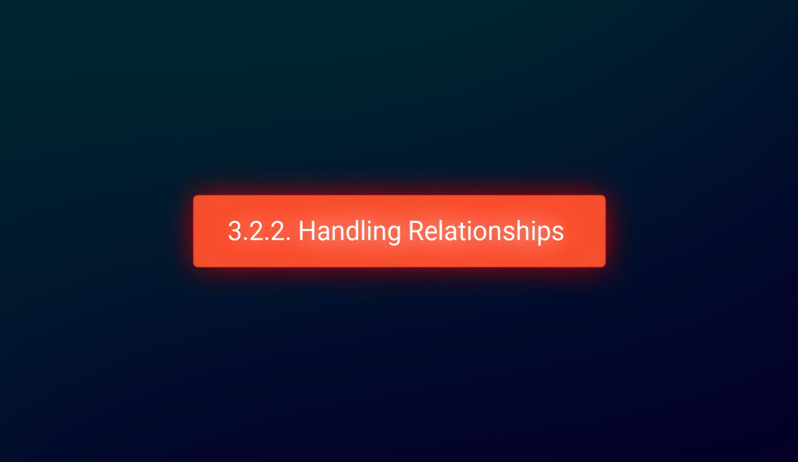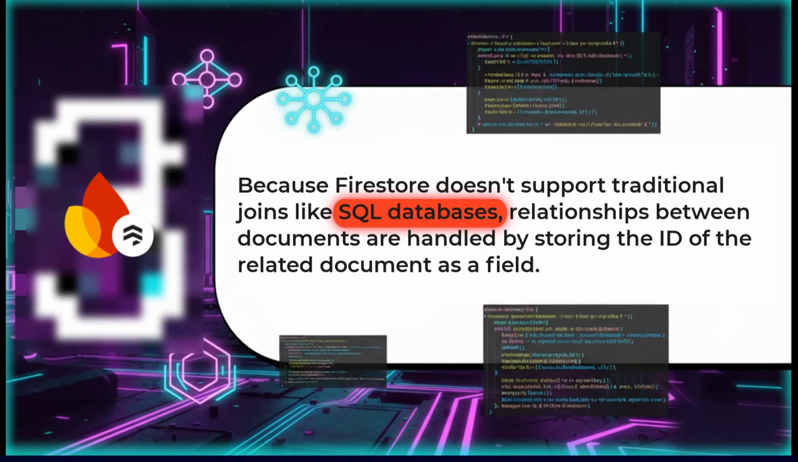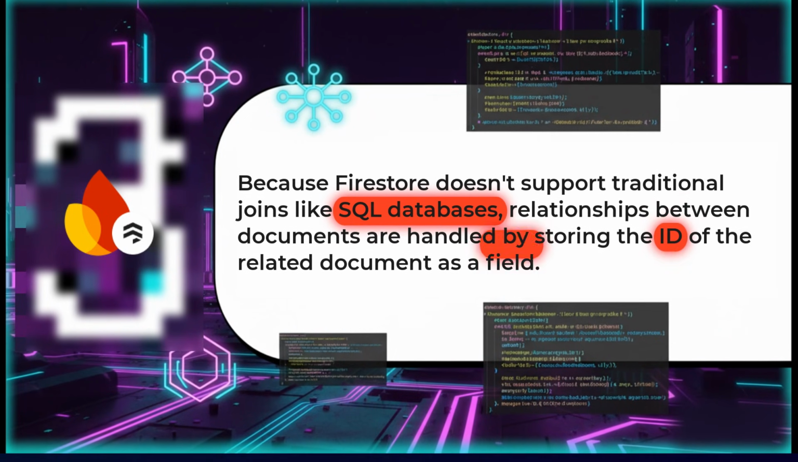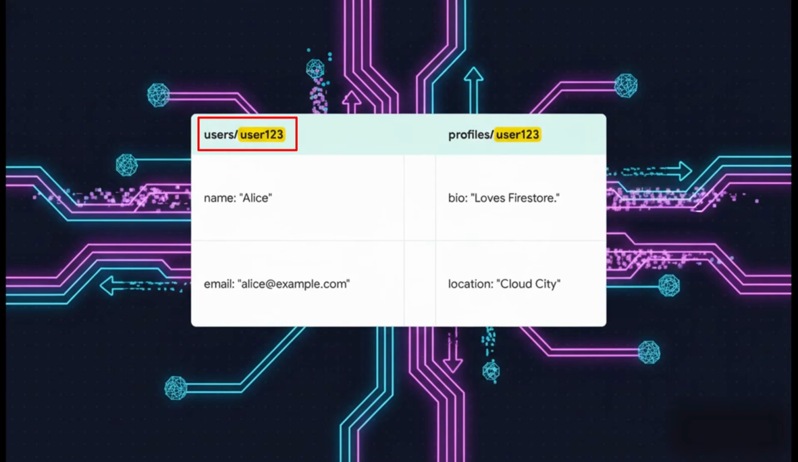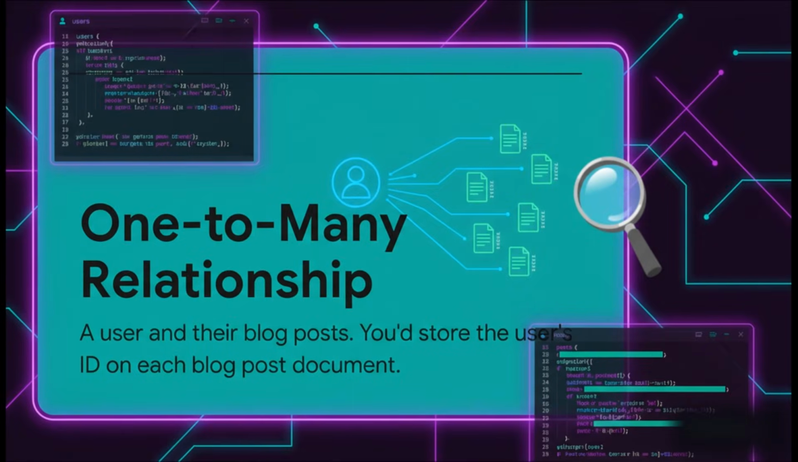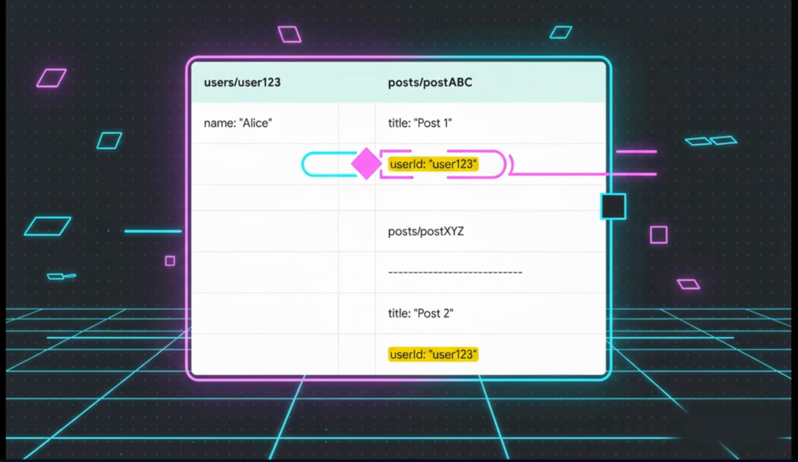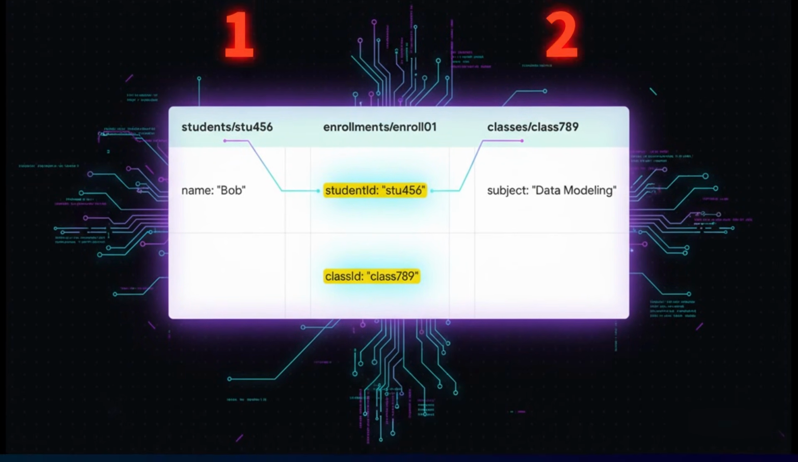Handling relationships. Because Firestore doesn't support traditional joins like SQL databases, relationships between documents are handled by storing the ID of the related document as a field. For a one-to-one relationship, for example, a user and their profile, you would store the user's ID in the profile document. For a one-to-many relationship, for example, a user and their blog posts, you would store the user ID on each blog post document. For many-to-many relationships, you would create a third collection that acts as a join table, storing the IDs of the two related documents.